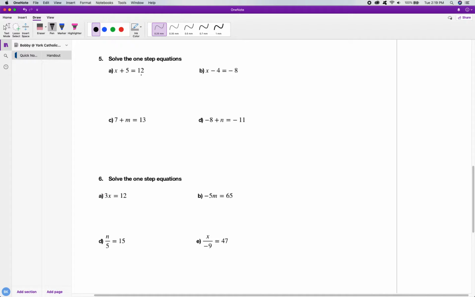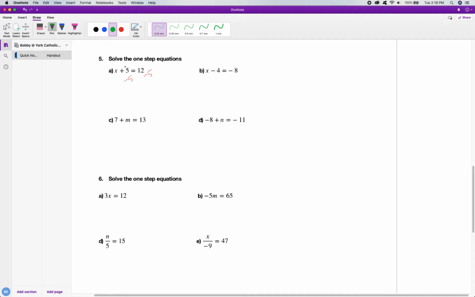So what we think about is what's happening to x and the opposite of that. So I'm adding 5. The opposite of adding 5 is to subtract 5. So I'm going to subtract 5. And whatever I do to one side, I have to do to the other because it's an equation. It's balanced on both sides. So I'm subtracting 5 here and subtracting 5 there.